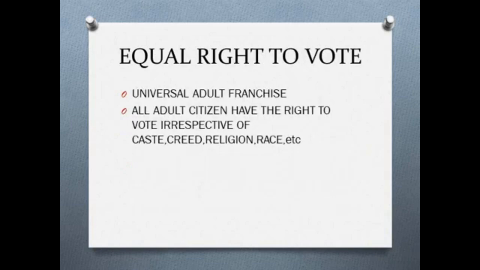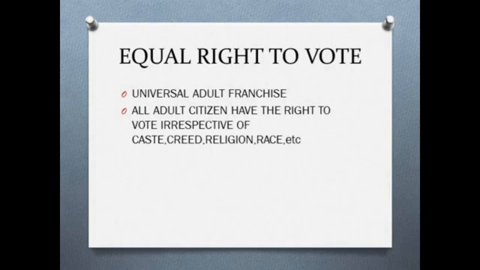Equal right to vote. Equal right to vote means universal adult franchise. All the adult citizens have the right to vote irrespective of caste, creed, religion, race, etc. This is known as universal adult franchise. In a democratic country like India, all the citizens who are above the age of 18 years have the right to vote. This right is given to all irrespective of their religion, race, caste, and education, etc.